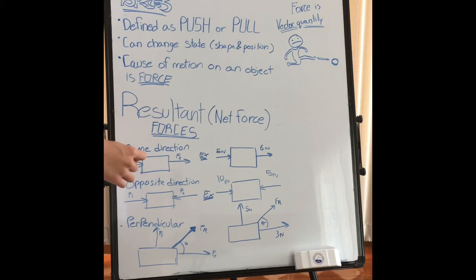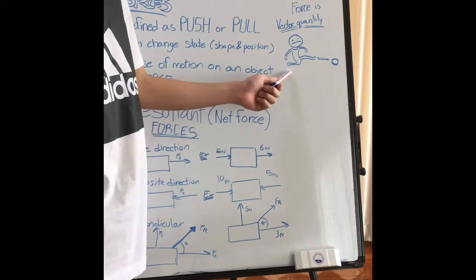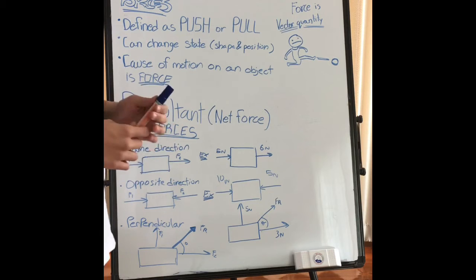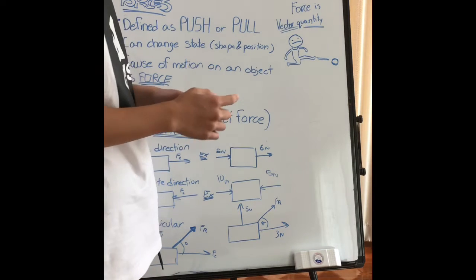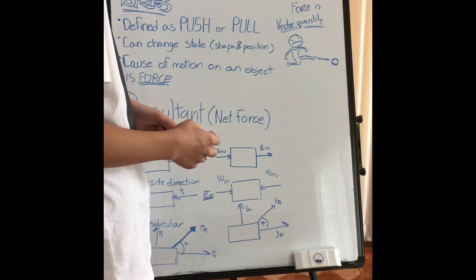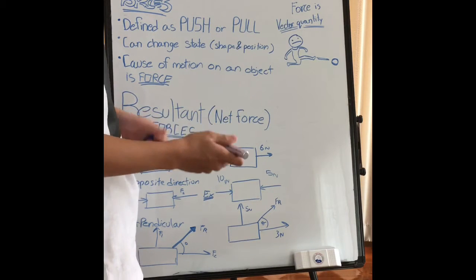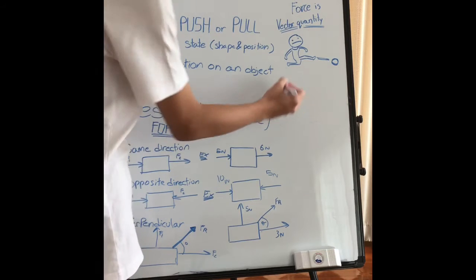2. Forces can change state, shape, and position. For example, like when we kick a ball. 3. The cause of motion on an object is always a force. And remember, force is a vector quantity because it has both magnitude and direction. And the unit of force is Newton.